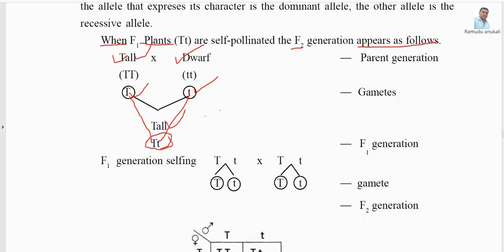Progeny is the tall. Why? Because capital T is the dominant one. So this is the F1 generation, which means capital T and small t, which is the tall plant. Now when we self-pollinate, that is F1 into F1, capital T small t, capital T small t. These are the F1. And what happens here?